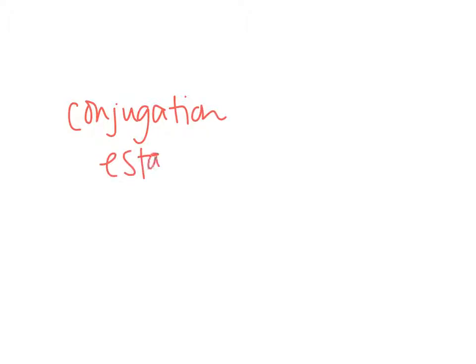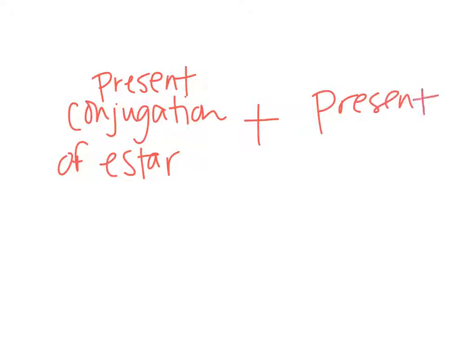So for the present progressive tense, this is what you need to do. You need to use the conjugation of estar, and I guess you could even make it more specific and say that present conjugation of estar plus what is called a present participle. Okay, now don't let those big words intimidate you. Present participle is actually really easy to do, and I'm going to teach you how to do that right now.